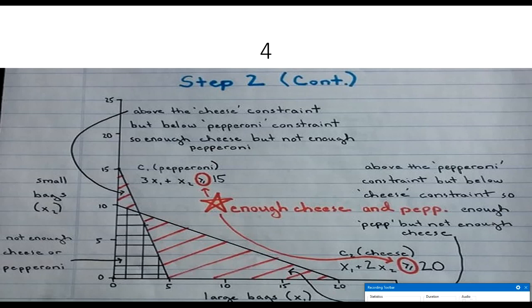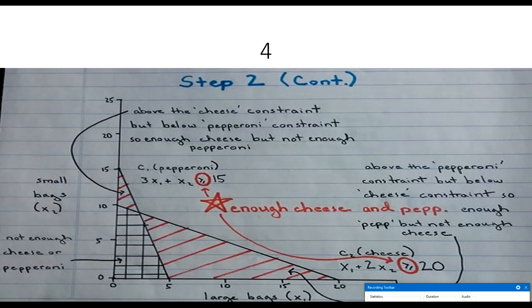Because it's a minimization, this changes. In this space here, it's above cheese, but below pepperoni. So we have enough cheese, but not enough pepperoni. So these are not possible choices. Here, we have enough pepperoni, but not enough cheese. So these are not possible choices. In all of these areas up here, we have both enough cheese and enough pepperoni right here.